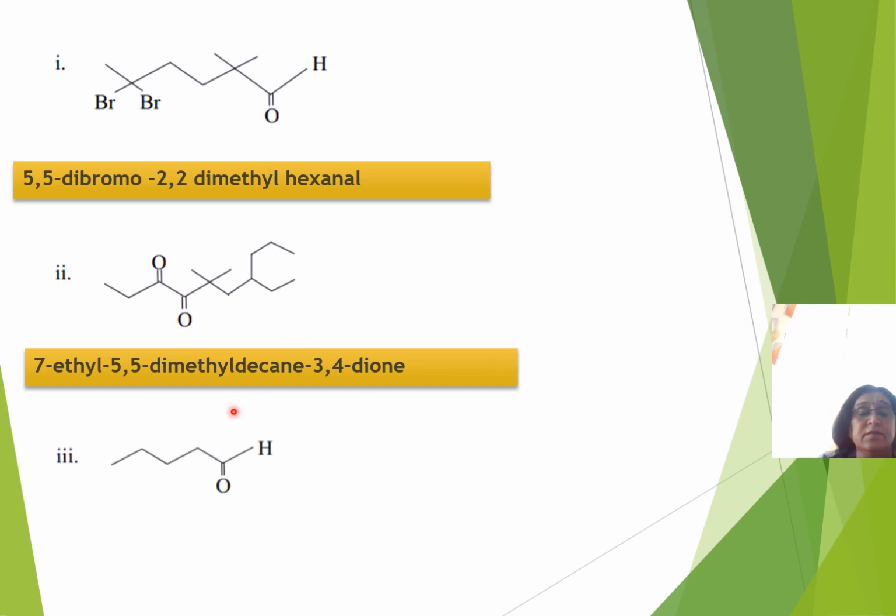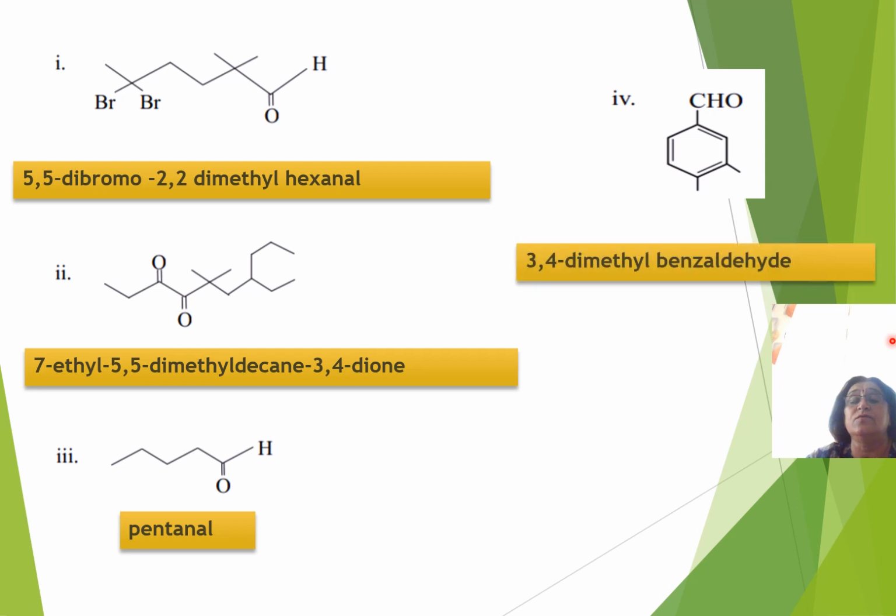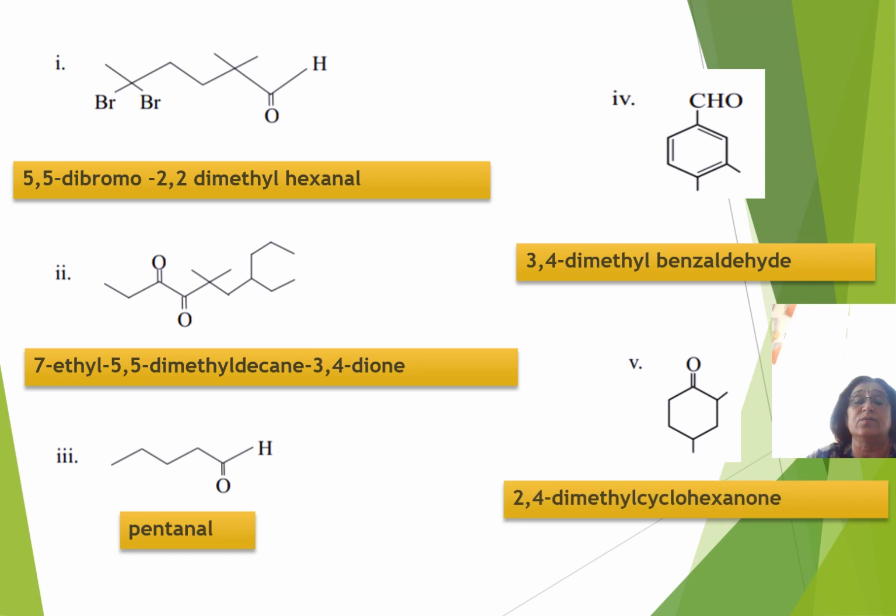Then this one. 1, 2, 3, 4, 5: pentanal. Then this one: benzaldehyde, and you have 1, 2, 3, 4. So 2 methyl groups: 3,4-dimethylbenzaldehyde. Then this one, cyclohexanone with methyl groups at 2 and 4: 2,4-dimethylcyclohexanone. Clear? Okay, thank you.